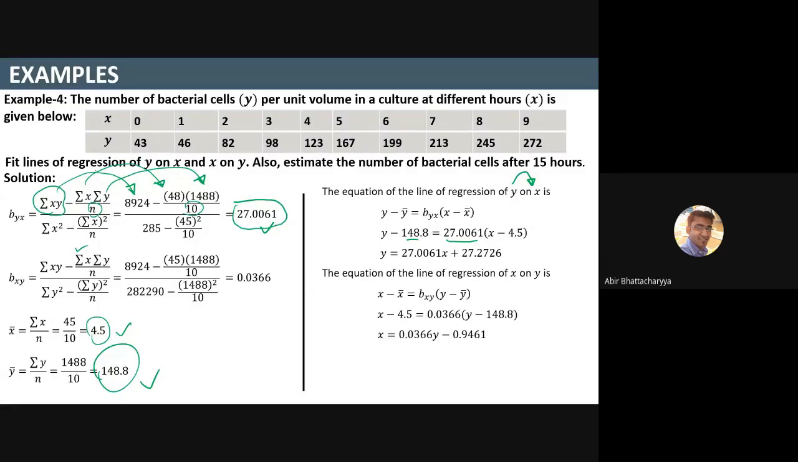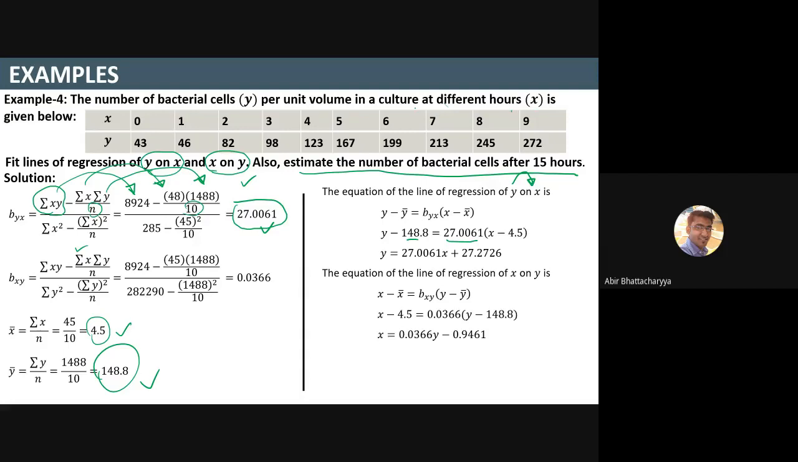Fit the lines of regression y on x and x on y. We have done it. Next, also estimate the number of bacterial cells after 15 hours. So what is given to you? These questions are important. What is given to you? 15 hours is given to you.